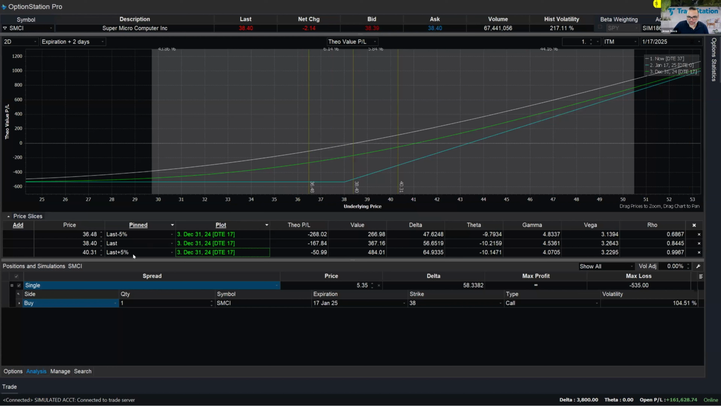Now, of course, I can change these prices. I'm not saying that it's going to go up to $40, but let's say, for example, that I drag this to, say, 45. Maybe I think it'll go up to 45. So if I drag it up to 45, I can see the behavior. I can see that if SMCI goes up to 45, I would make a theoretical profit of $294.